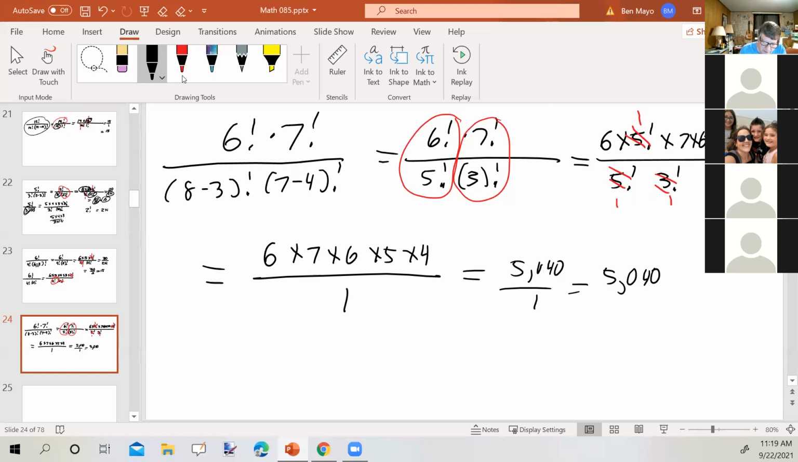Now, could I instead have done these two together and then those two together? Yes, absolutely. You need something on top that's bigger than something on the bottom to wipe out what's on the bottom in terms of factorials. Okay.